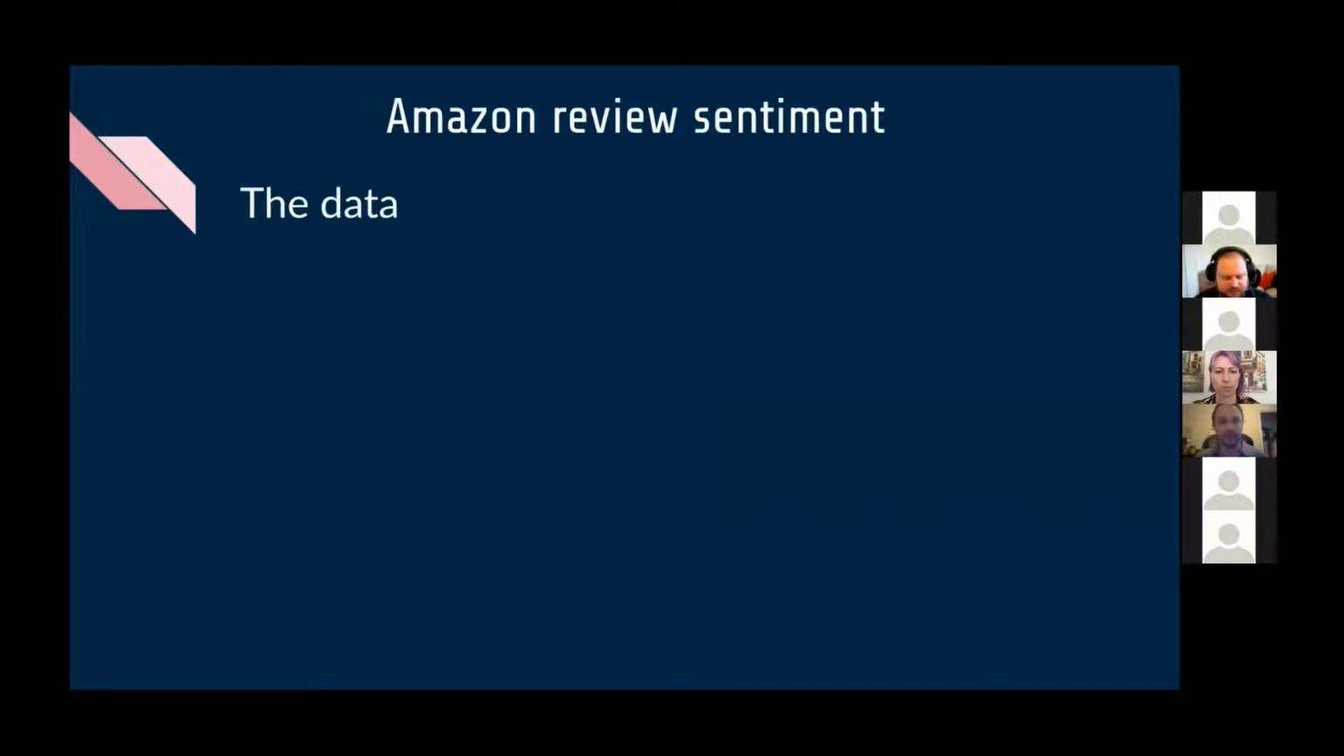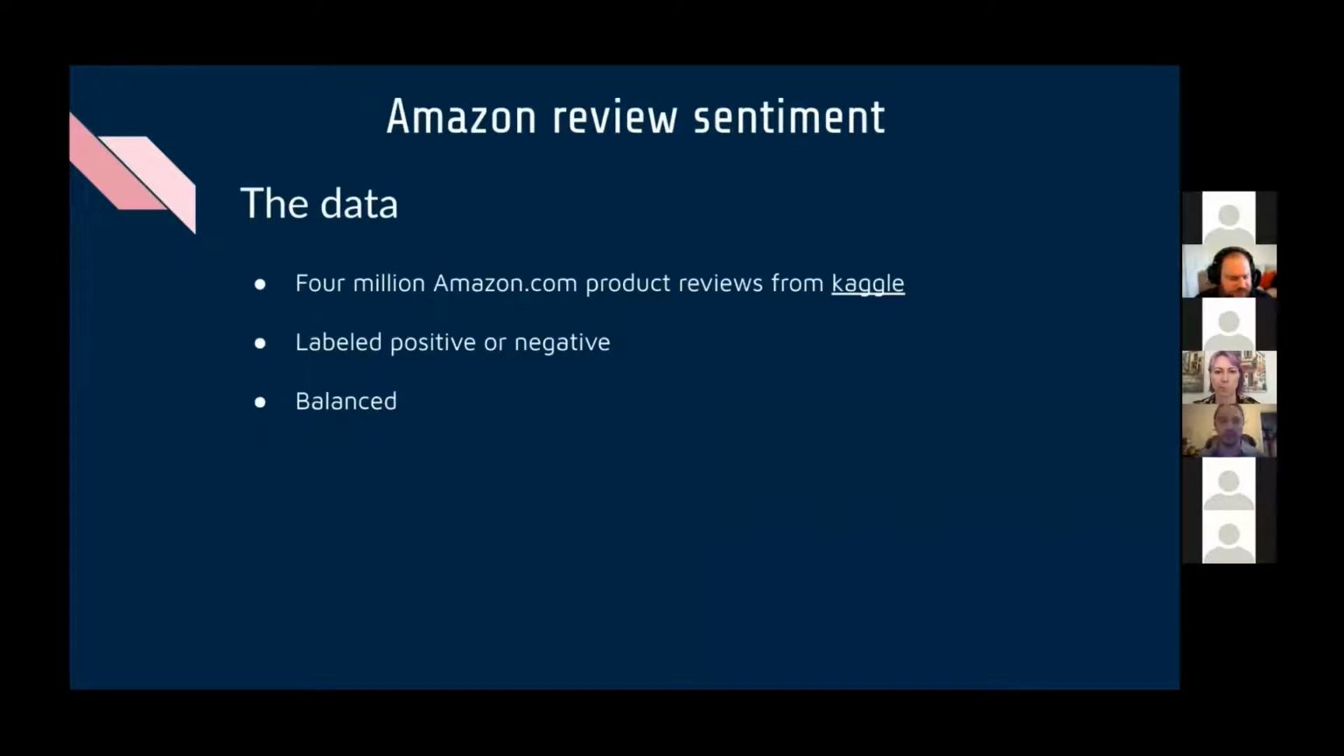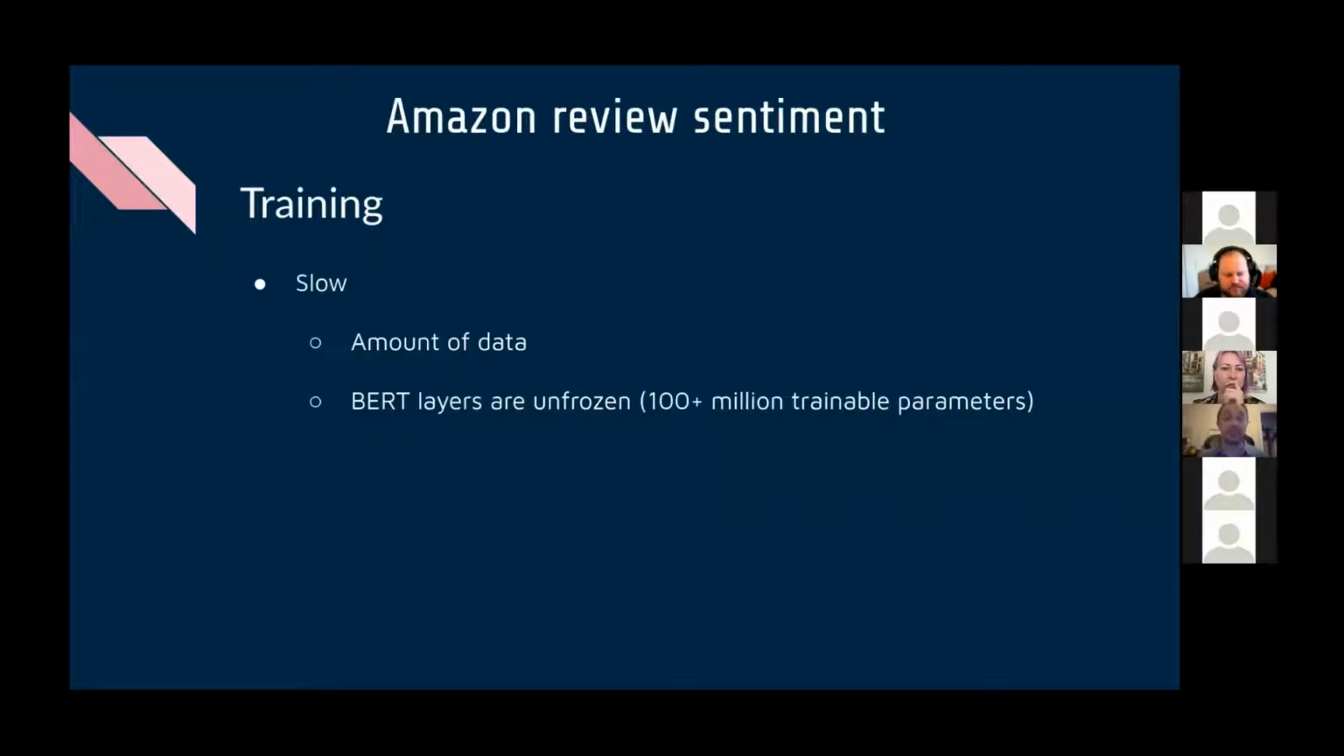So what does the data look like? 4 million Amazon.com product reviews from a Kaggle data set. Each is labeled positive or negative, not stars, just positive or negative. The data set is balanced, 50-50. What's the main holdup with training on this data? Well, it's slow. There's a lot of data, 4 million Amazon reviews, nearly 500 million words.